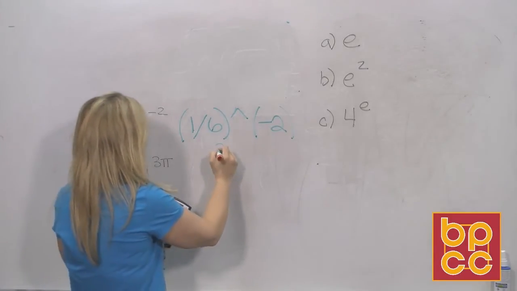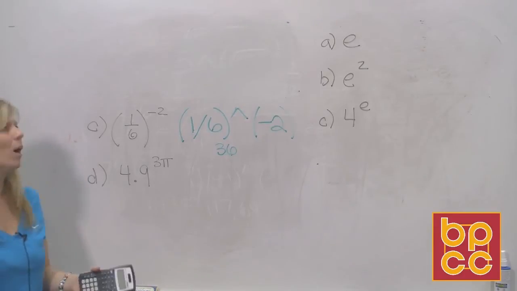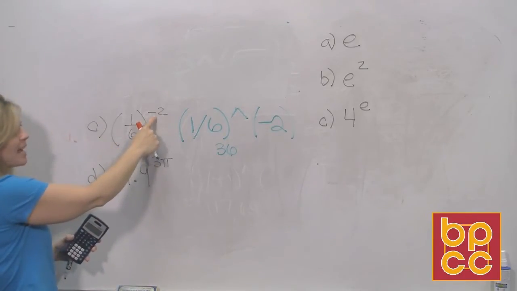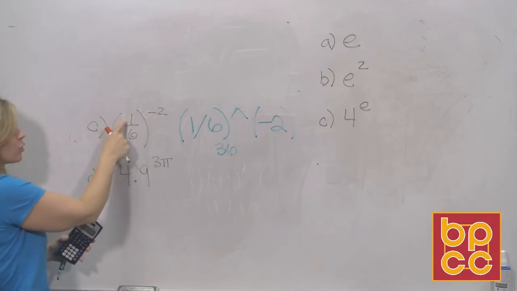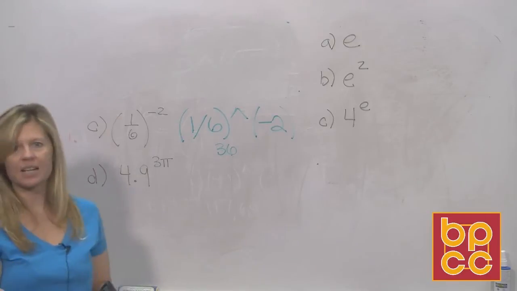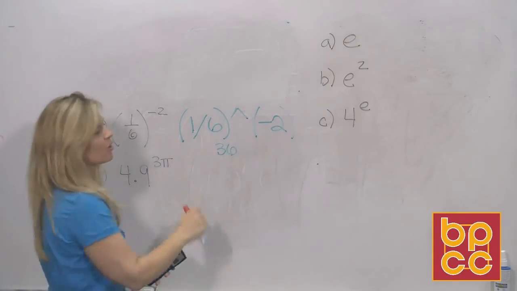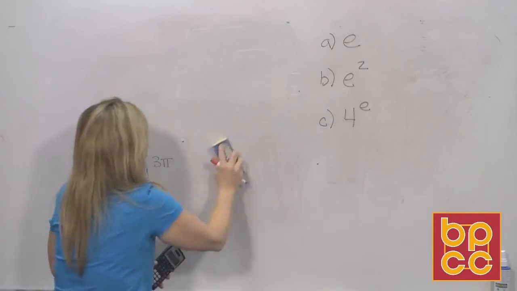Now that spit out a whole number, 36. Do we really need a calculator for that one? No way. We talked about it in module 11a. If that exponent's negative, to make it positive, you do the reciprocal of the base. So the reciprocal of 1 over 6 would be 6 over 1, which is 6. And then 6 squared would be 36. All right, our last one.